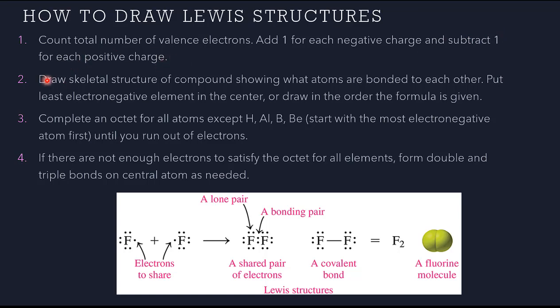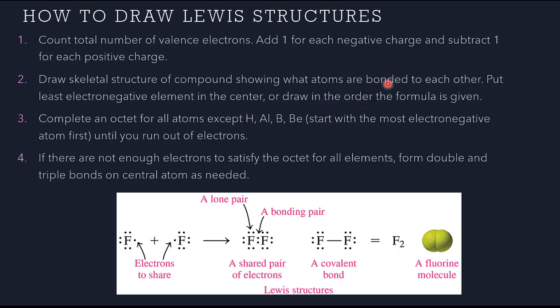Step 2, draw the skeletal structure of the compound, showing what atoms are bonded to each other. Put the least electronegative element in the center or draw in the order that the formula is given. Then, complete an octet for all the peripheral atoms except hydrogen, aluminum, boron, beryllium. There's some weird rules here. Hydrogen we know because it's just the duet.